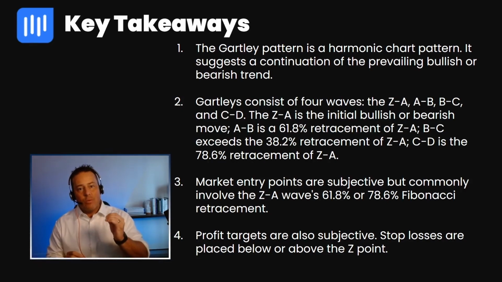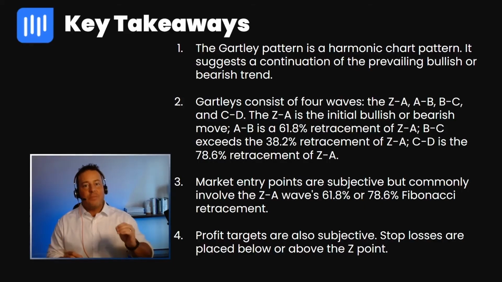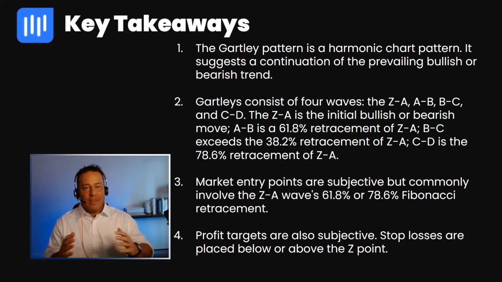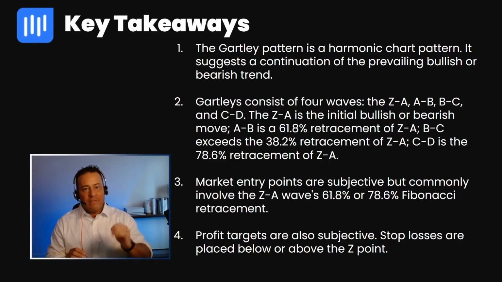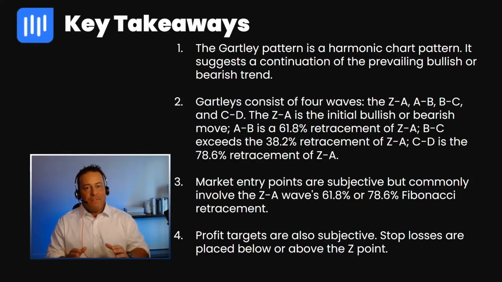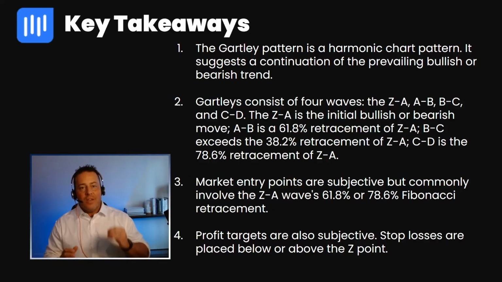A to B is a 61% retracement of Z to A. B to C exceeds the 38% retracement of Z to A. C to D is the 78% retracement of Z to A. Market entry points are subjective but commonly involve the Z to A wave 61% or 78% Fibonacci retracement. Number 4, profit targets are also subjective. Stop losses are placed below or above the Z point.